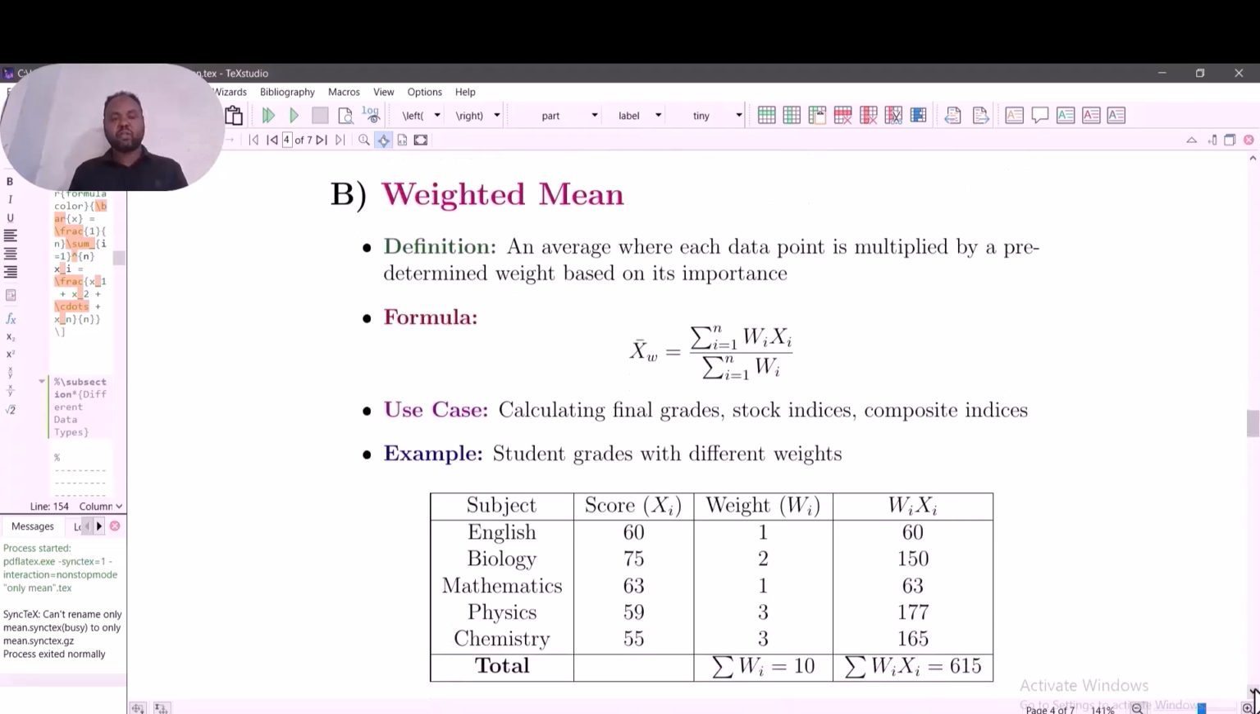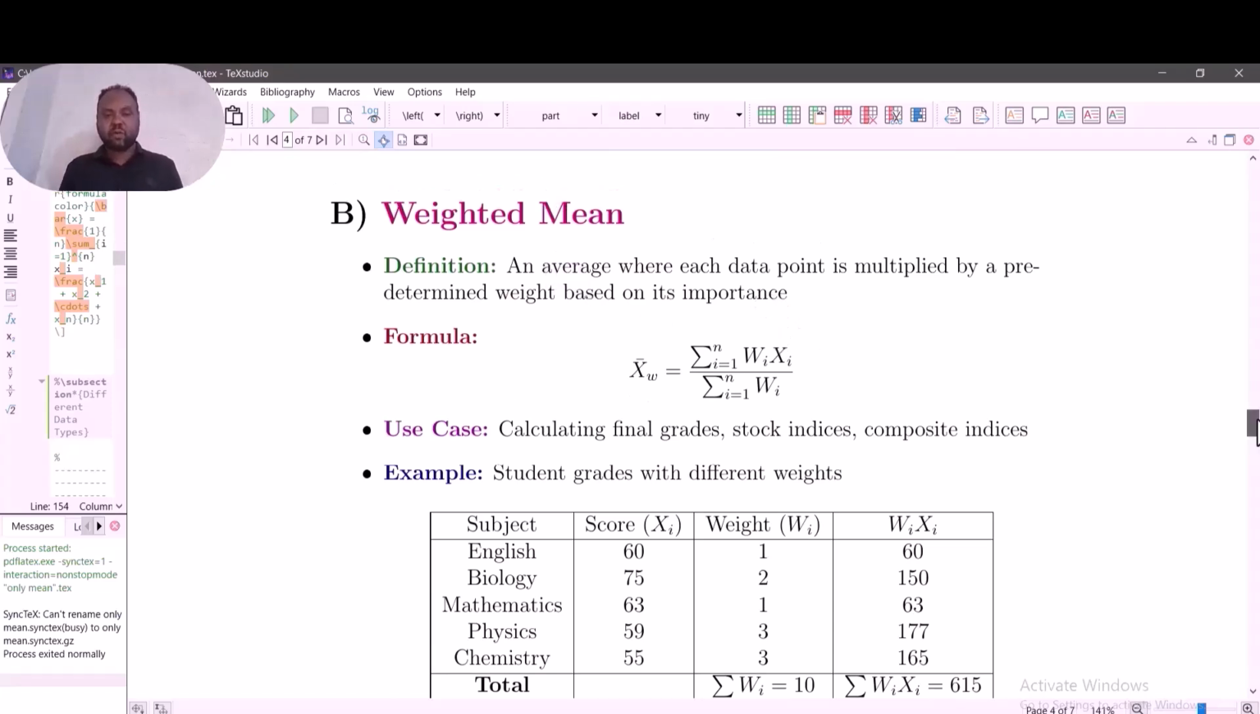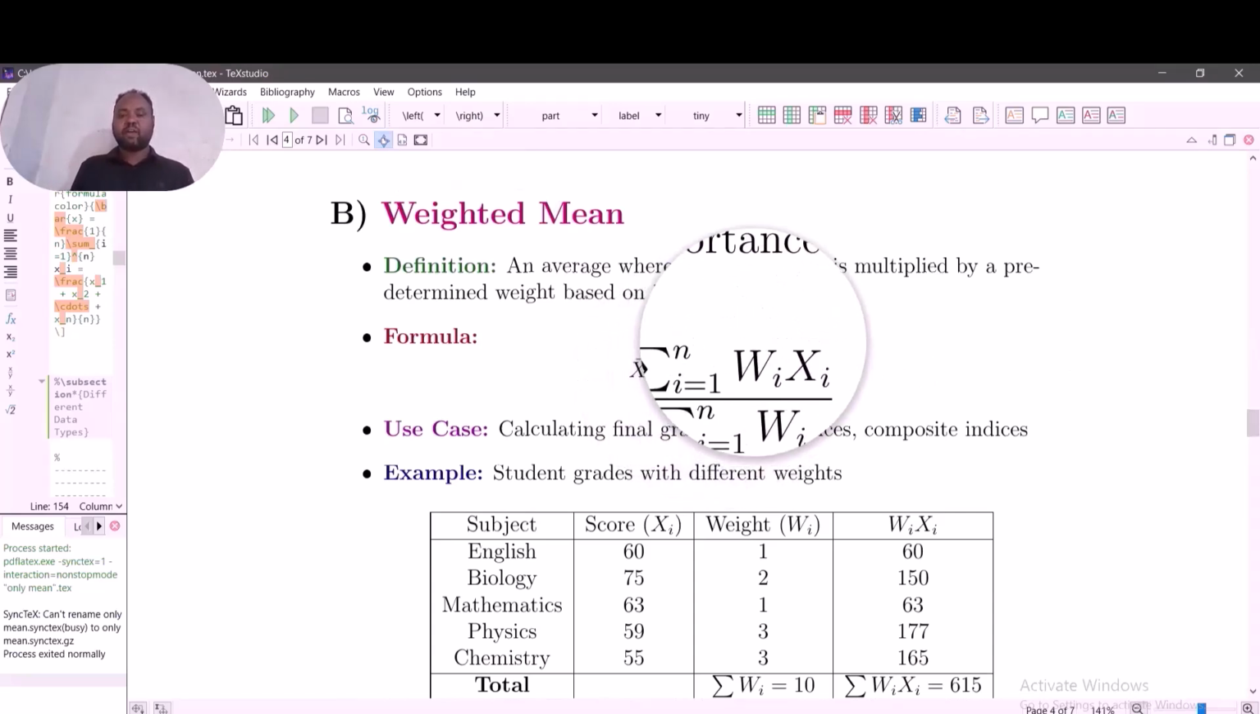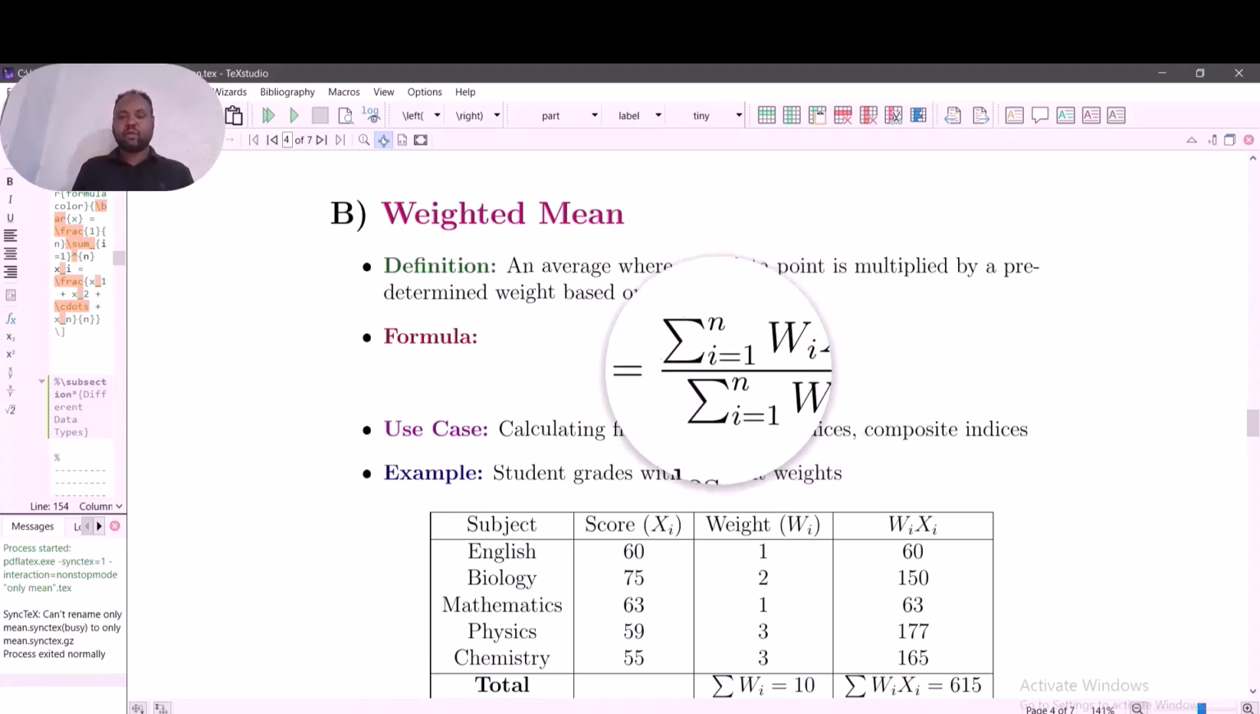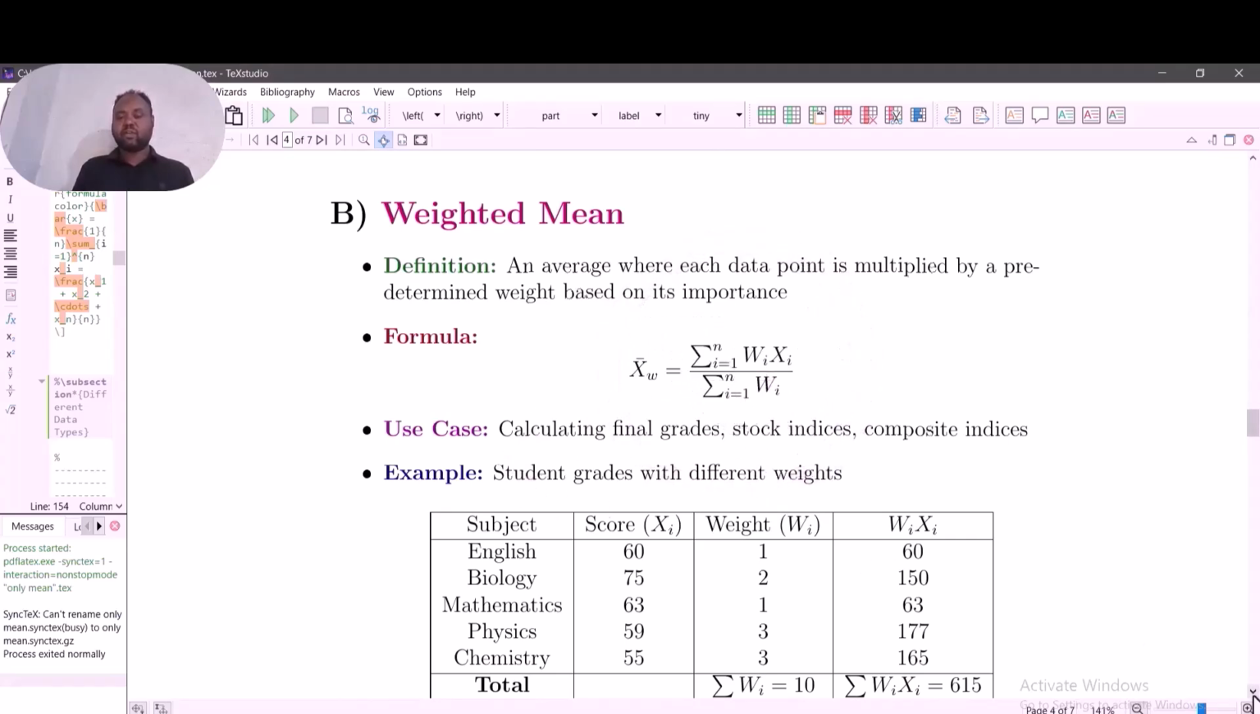Let's proceed to the second type of mean, which is the weighted mean. Weighted mean is nothing but an average where each data point is multiplied by a predetermined weight based on its importance. So for such data, we compute using this formula. We multiply every i's observation by its weight, and we divide by the sum of weights. This type of mean is useful for calculating averages for final grades in universities, stock indices, and composite indices in business areas and other sectors.